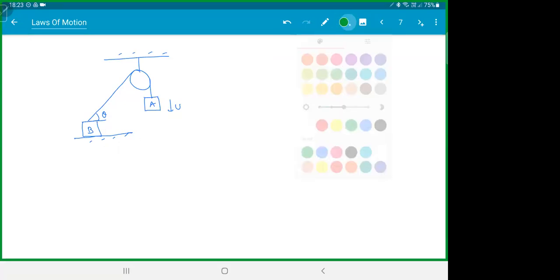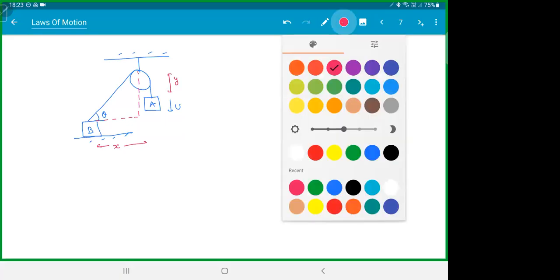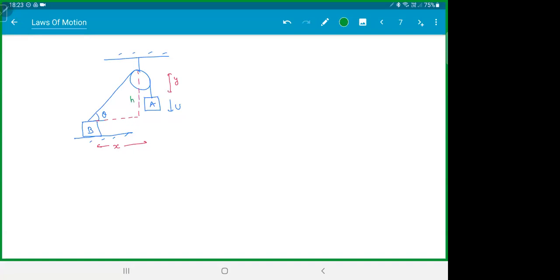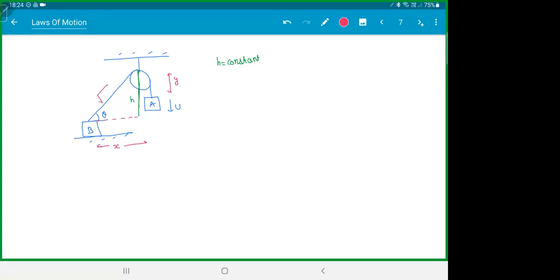First of all, let this distance be x, because whenever B moves, what changes is x. And let this distance be y, and this distance be h. Now remember, h is constant, h does not change. Now, the length of the string will be root over x square plus h square plus y.